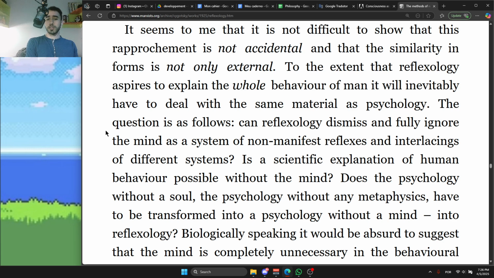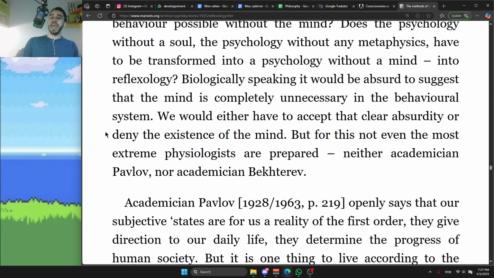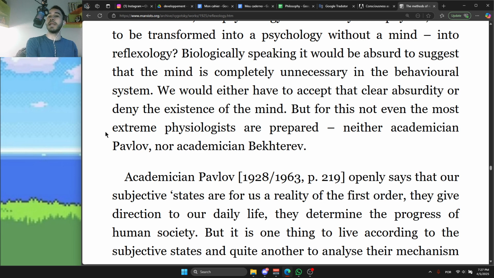Does a psychology without a soul, the psychology without any metaphysics, have to be transformed into a psychology without a mind, into reflexology? Biologically speaking, it would be absurd to suggest that the mind is completely unnecessary in the behavioral system. We would either have to accept that clear absurdity or deny the existence of the mind. But for this, not even the most extreme physiologists are prepared. Neither academician Pavlov nor academician Bekhterev.